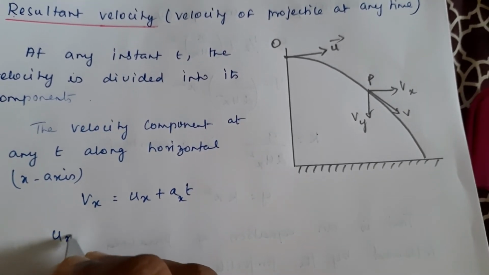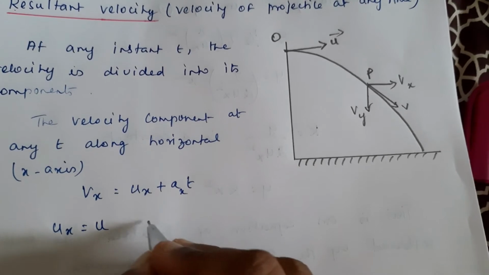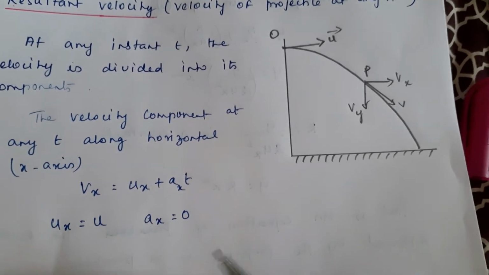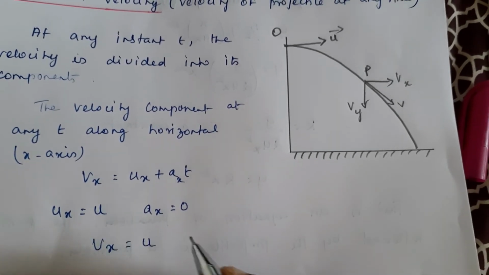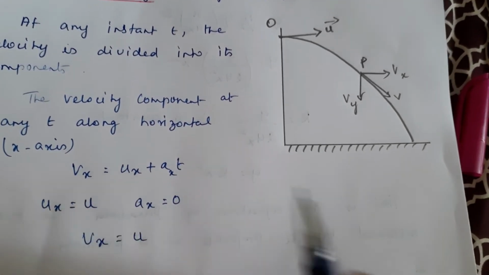So what is your ux? Ux is the initial velocity u. Ax in the horizontal direction is 0. So I can write it as Vx is equal to u. This will become what? 0.